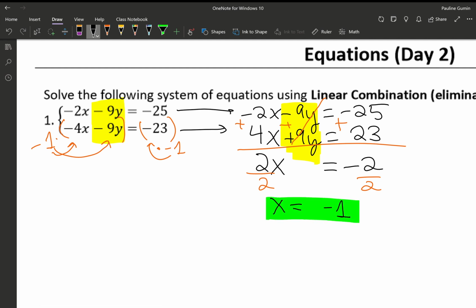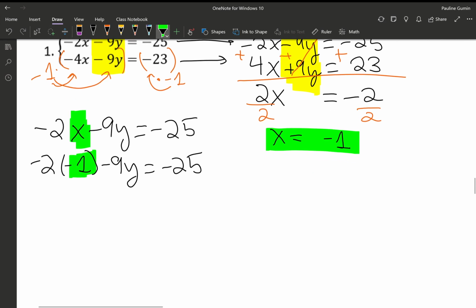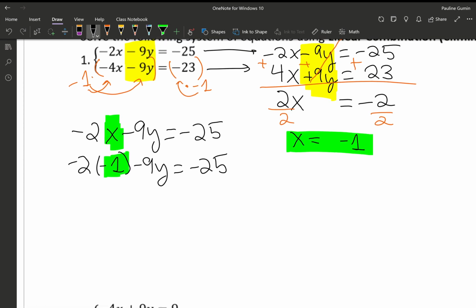Now, let's plug our x into either equation. I feel like using the first one. Negative 2x minus 9y equals negative 25. And then instead of x, I'm going to plug in that negative 1. Okay. Let's continue. Negative 2 times negative 1 is positive 2.